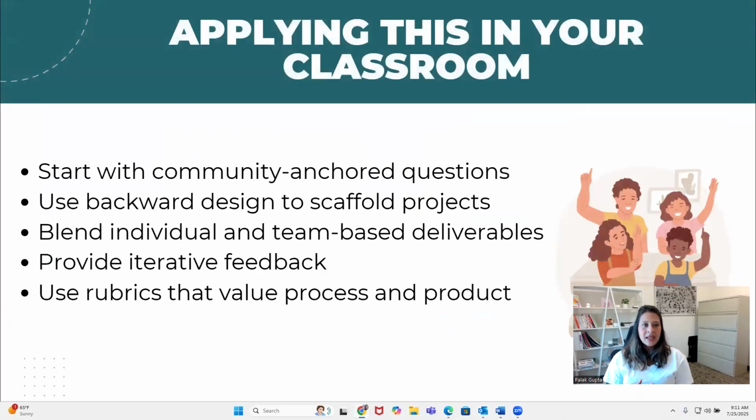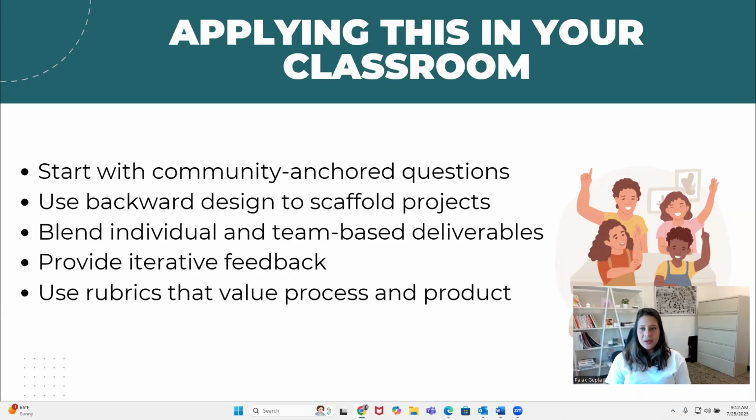So in the last few slides, I want to mention that you can apply these concepts into your own classroom. And I just want to touch a little bit on strategies, how you can do that. I'm just thinking about how to do it. So start with community anchored questions. This ensures that the learning is rooted in real world context that matters to your students.